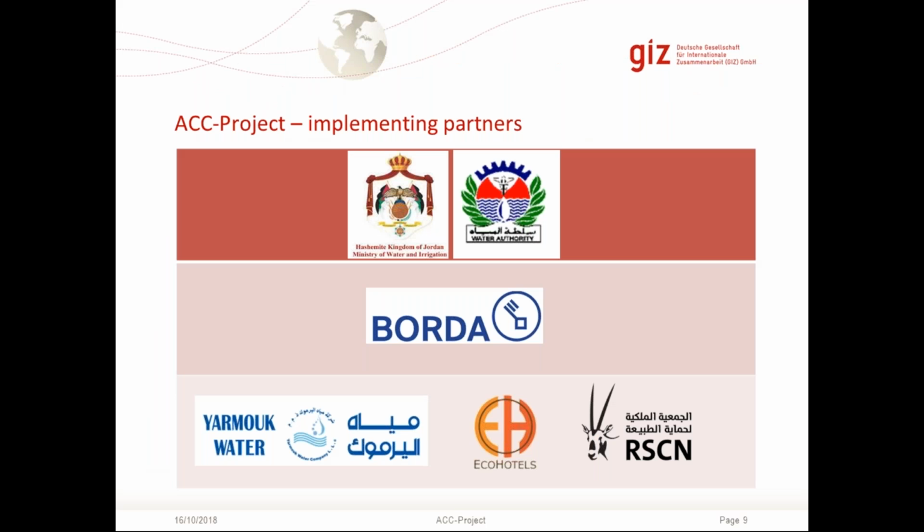We are working with different partners in implementing the ECC project. As you can see, the main implementation partner is the Ministry of Water and Irrigation and the Jordanian Water Authority, WAJ, and also with their other institutions like Yarmouk Water Company in the north of Jordan. We have EcoHotel in South Jordan as a cooperation partner, RSCN, and of course we work closely with BORDA.